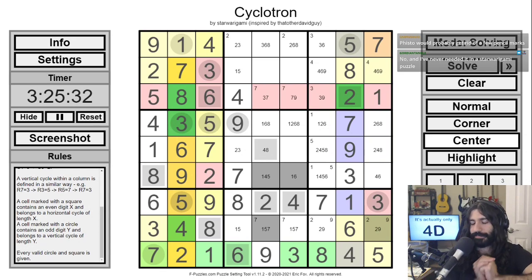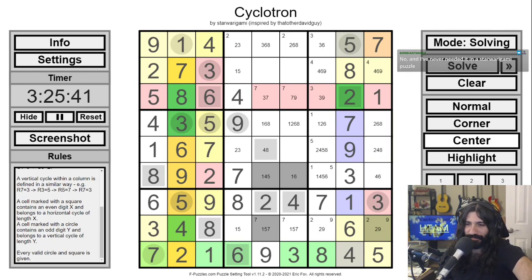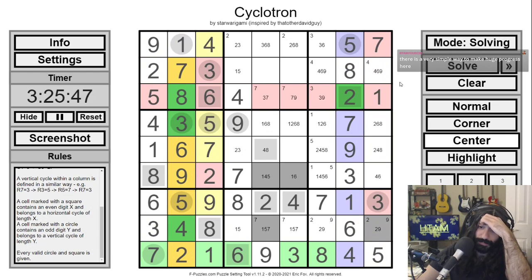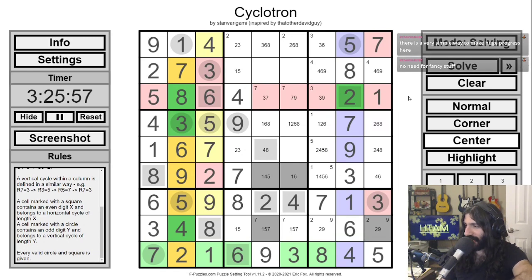Okay. Yeah, no, we won't resort to it unless we get super stuck. But right now, actually, it would probably help. It would probably help a decent amount. It's a very simple way to make huge progress here. No need for fancy stuff.